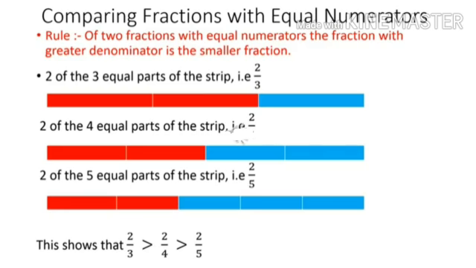upon 5. Here you check the denominator numbers 3, 4 and 5. So here the smallest denominator is in 2 upon 3. But the smallest denominator will be considered as the biggest fraction only when the numerators are equal. So the second biggest is 2 upon 4 and the smallest one is 2 upon 5.